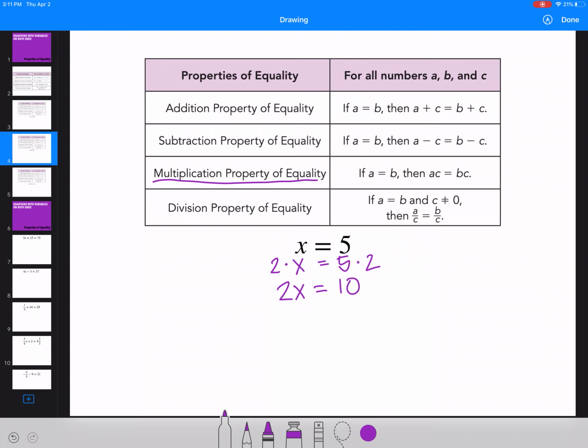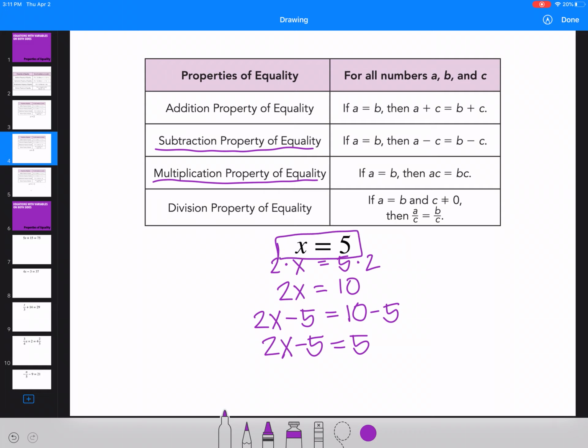And we're going to add in the subtraction property of equality. I'm going to subtract 5 from both sides, 10 minus 5. And this can be rewritten as 2x minus 5 is equal to 5. Since we use the properties of equality, the two equations have the same solution.